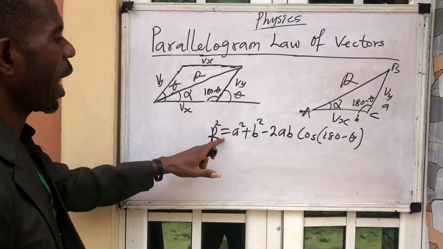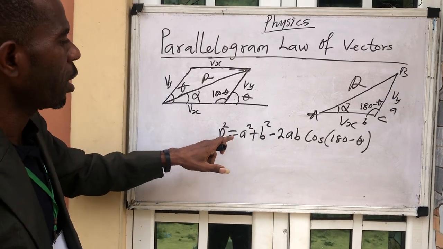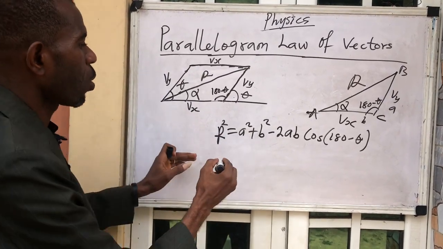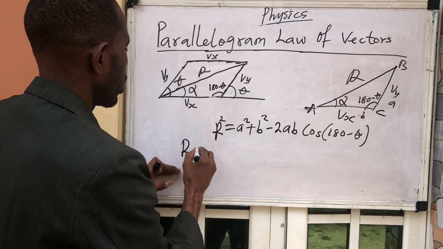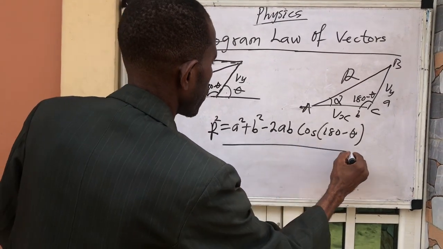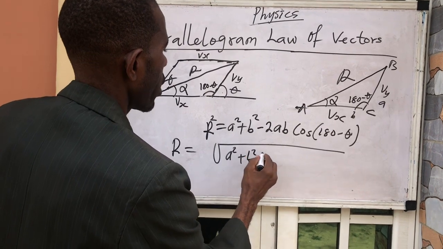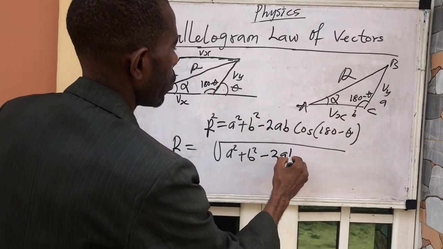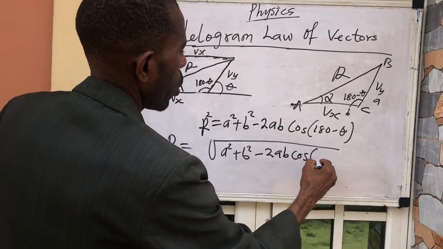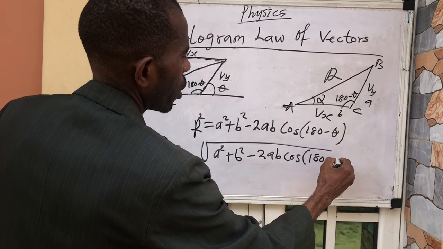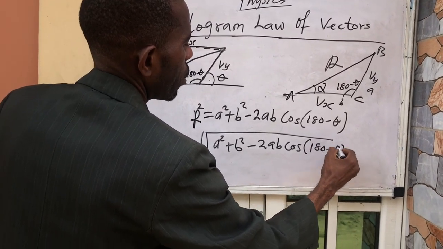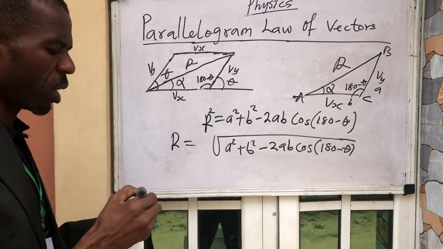This is the resultant, R square equal to this one. So at the end of the day, you are going to find the root. R now will be equal to the square root of A square plus B square minus 2AB cos 180 minus theta. So let me tell you another thing that you need to understand.